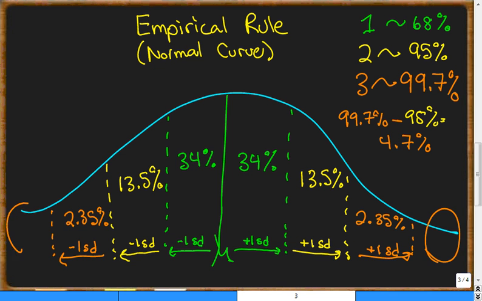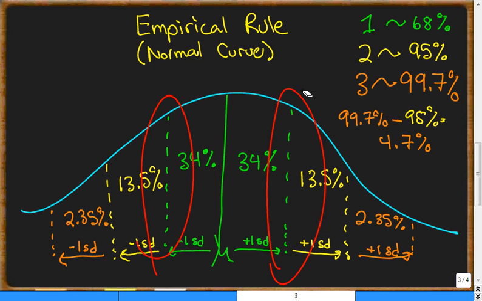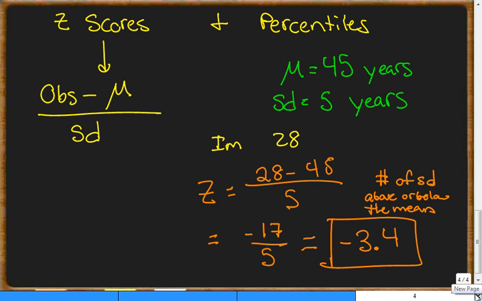And a negative 3.4 would be all the way over here. Just like a positive 1 would be right here, and a negative 1 would be right here. So there's a symmetry to it. And so we use these z-scores as a way to find out where we are on our normal curve.